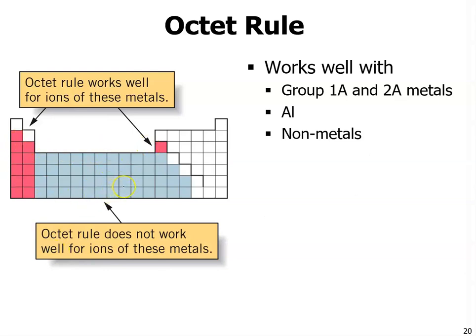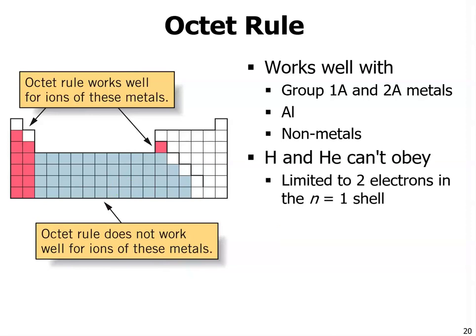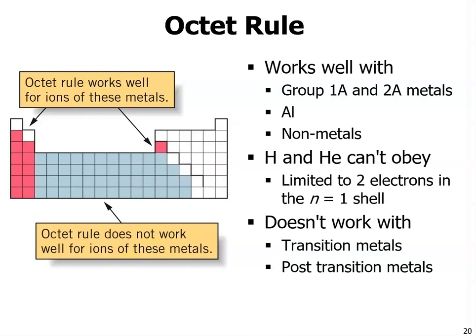It doesn't work as well in the transition metals because of some of the more complex things that might happen, where electrons might hop around into different orbitals to create some stabilities. Also, obviously, hydrogen and helium can't obey that because they're in the upper shell. They are only in the 1s shell, and you can only hold 2 electrons in there. So those are going to obviously create an issue. You're not going to have 8 electrons in an s orbital. So it doesn't work with the transition and post-transition metals.